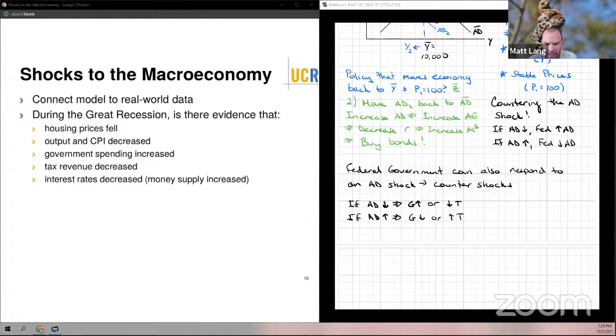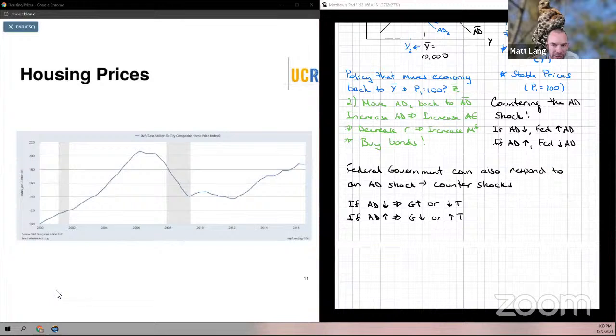We can go ahead as economists and pump our own tires and say how great we are at modeling things, and look at how amazing we are. What we need to do is actually show that these things happen, right? So we can go ahead and say, did this housing market crash actually cause this price level to go down? Did it cause output to go down? What happened to government spending afterwards? Did they respond correctly? What about tax revenue? What about interest rates? Did the money supply go up and did interest rates go down? Well, let's just take a quick look.